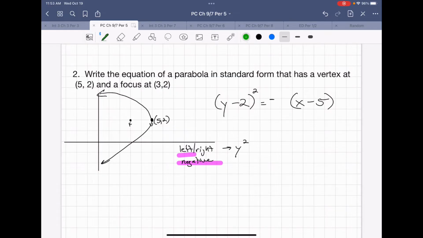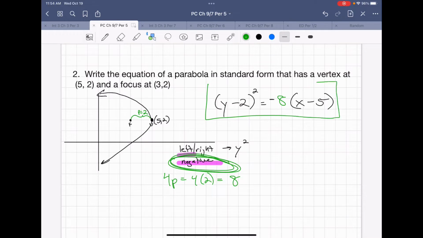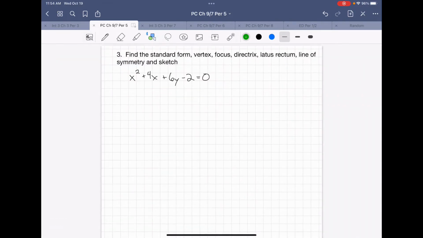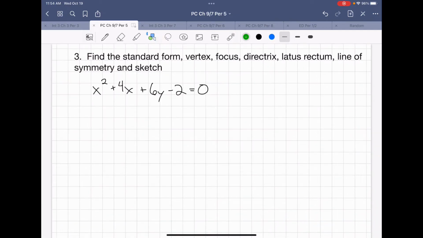And then we know P. P is the distance between the vertex and the focus. In this case, it's 2. 4P is what goes in front of the parentheses. That's 8, and then we just said it's negative. You have to check for yourself to see if it should be positive or negative. I already had the negative sign there. This is the equation in our new, what's called standard form of that parabola. Pause the video if necessary. Find the standard form, find all the things.